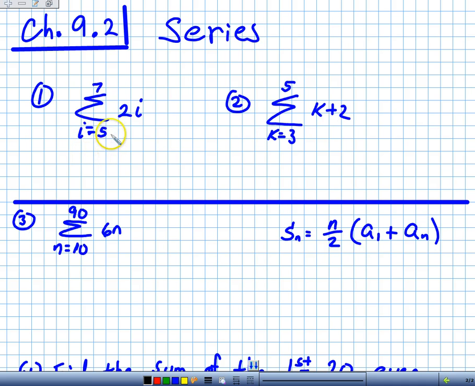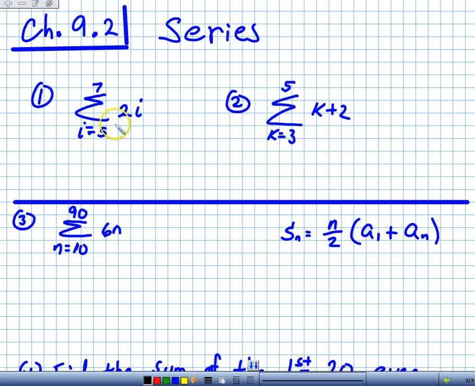The first problem, here we see the expression sigma, which in mathematics represents sum. And in particular here, it's the partial sum of the function 2i that you get when you plug in the numbers starting with 5, and then you plug in consecutive numbers into this expression until you get to 7. 7 is the last number that we plug in.